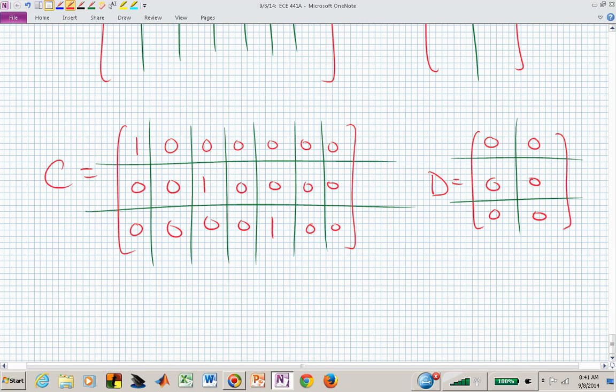Questions on the state space representation. That's one way of representing the system dynamics of a system, be it an electrical circuit, a mechanical circuit, an electromechanical system, etc. Questions on that?